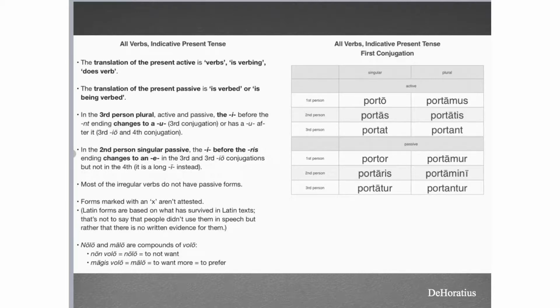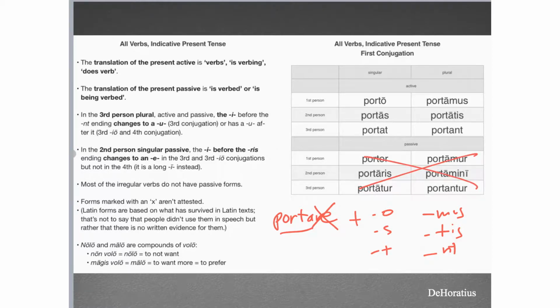You might remember that we use the present stem, and that the present stem is the RE form, which is the third principal part, minus that RE. So porta becomes the present stem. And then onto that present stem, we add the personal endings, right? That's that O, S, T, MUS, TIS, NT, all right? And that is all done up in this grid above. Ignore the passive. We've not learned that yet.